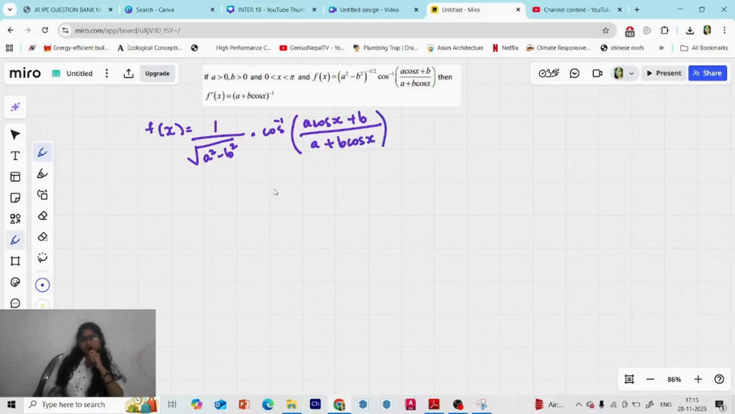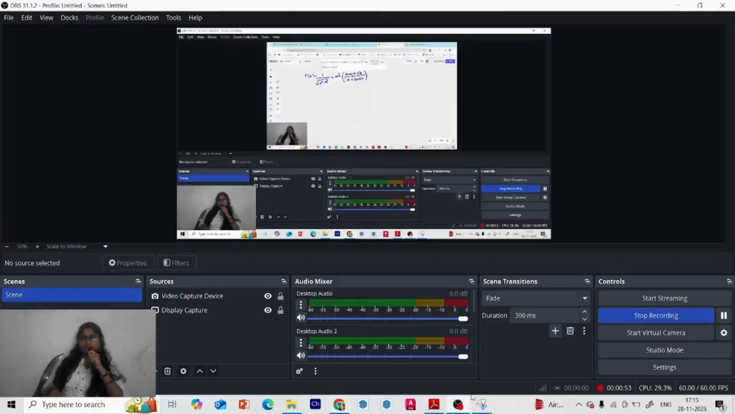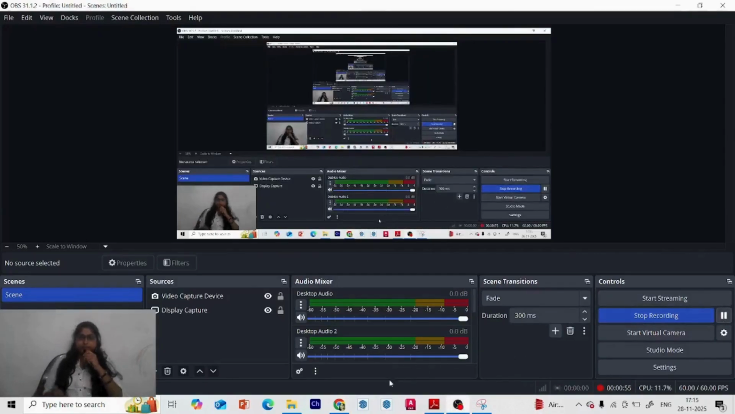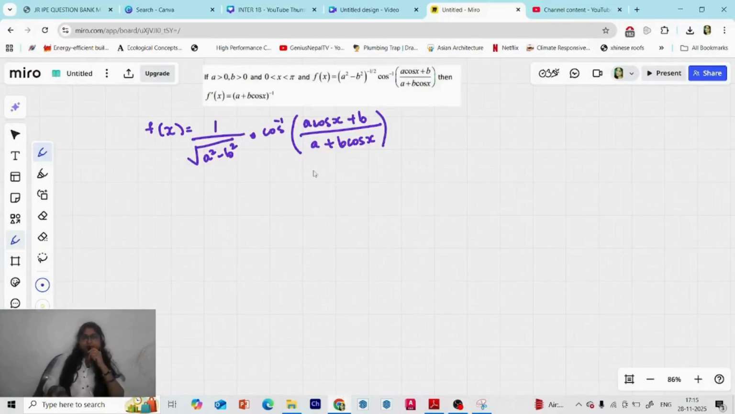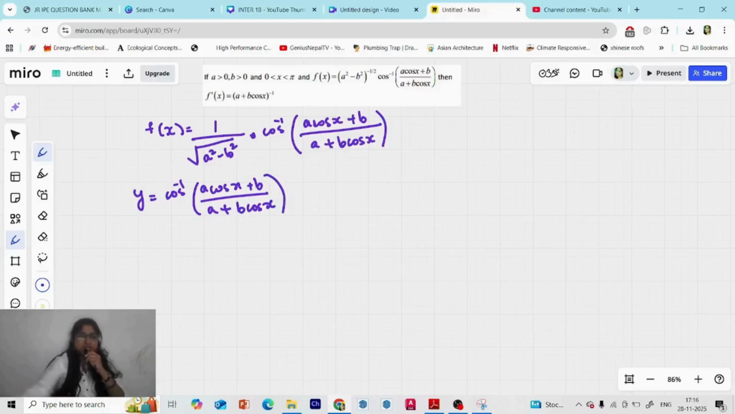So from this question you can clearly see that there's just one function, cos inverse, and we should differentiate only this. Okay, so we'll do one thing. I'm going to differentiate cos inverse separately and then at last we'll put it in the function. So let's just take it like this. Y is equal to cos inverse of a cos x plus b by a plus b cos x. Okay, and now let's differentiate this.